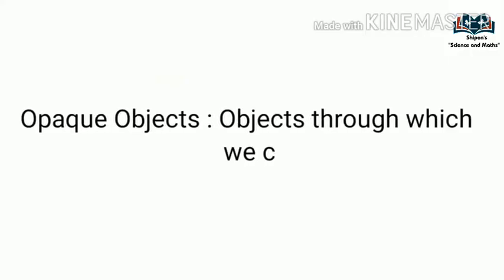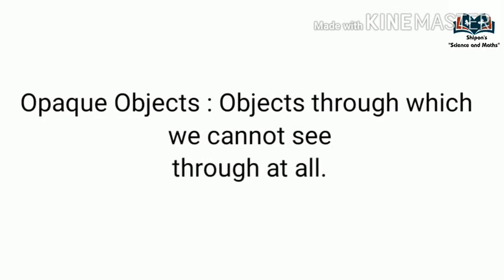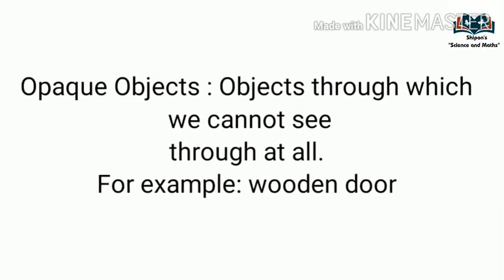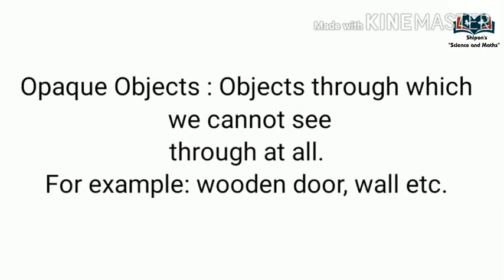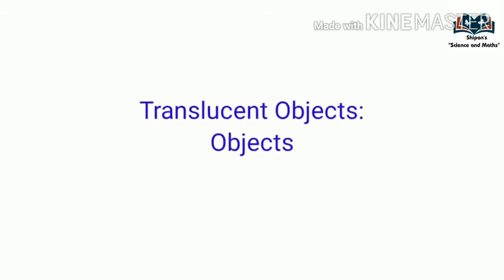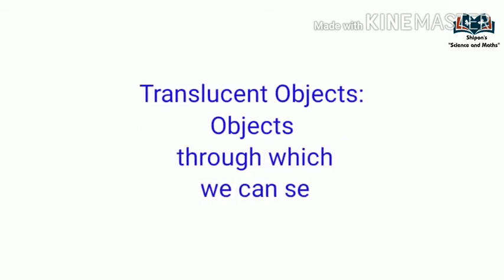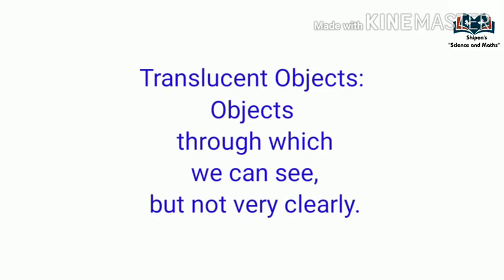On the other hand, there are some materials through which you are not able to see. These materials are called opaque. Example, closed wooden box, cardboard, books. These are examples of opaque materials. Now, the materials through which objects can be seen but not clearly are known as translucent.